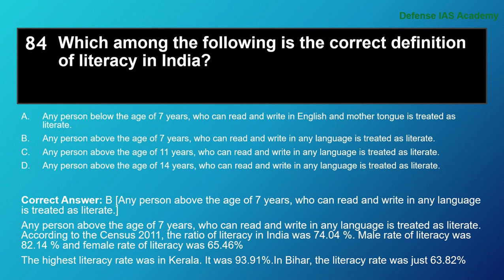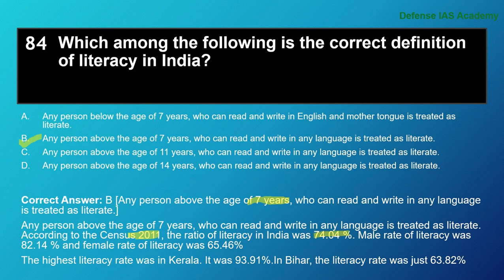Next question, which among the following is the correct definition of literacy in India? Please go through the options A, B, C and D. I'll say the correct option. The correct answer is option B, any person above the age of 7 years who can read and write in any language is treated as literate. So option B is the correct answer.